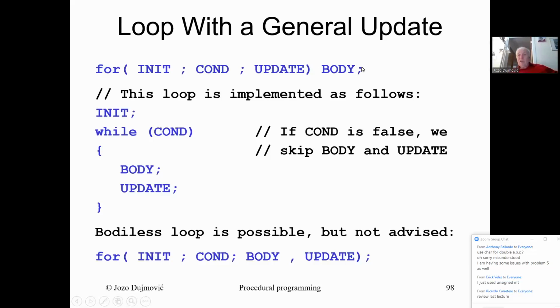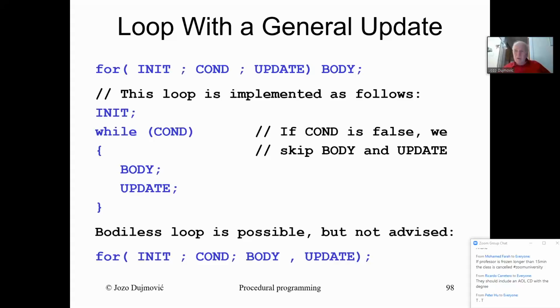So there is no such a thing as for loop. Compiler immediately transforms that into while loop. So what is inside is this. You have initialization that comes first. Then while condition is satisfied, we perform body. And after that, we perform update. And after this update, we go back to condition.